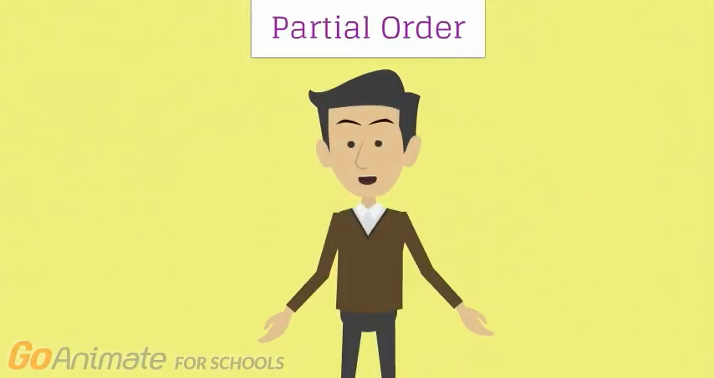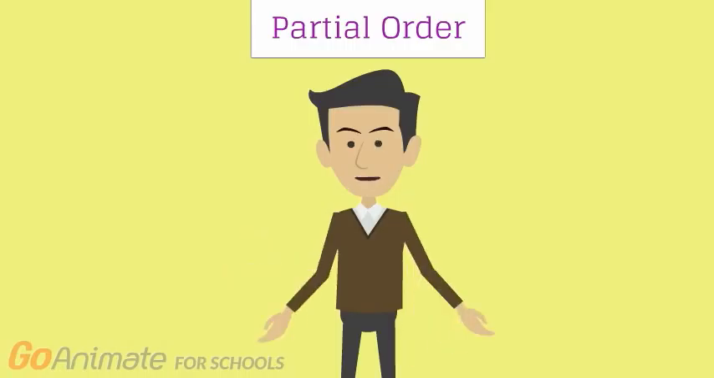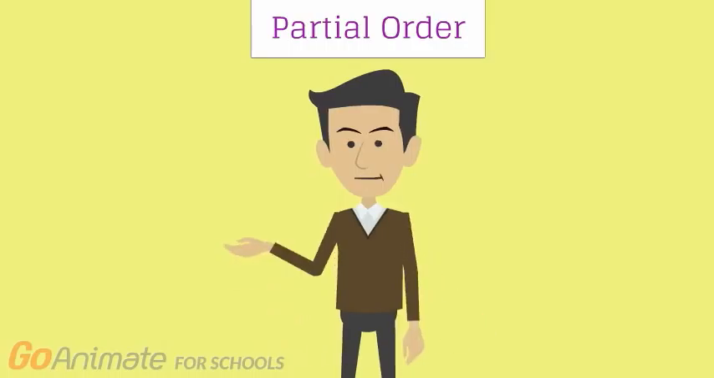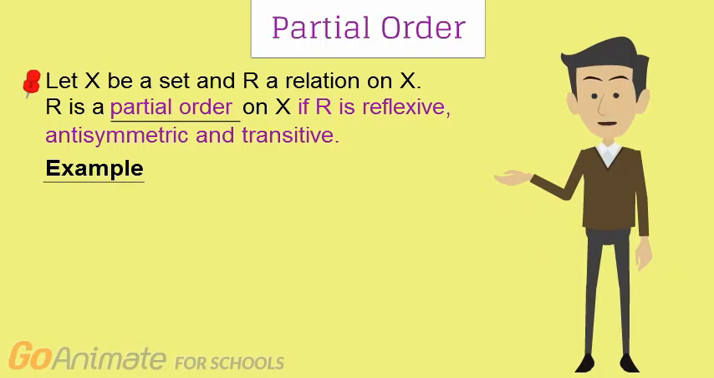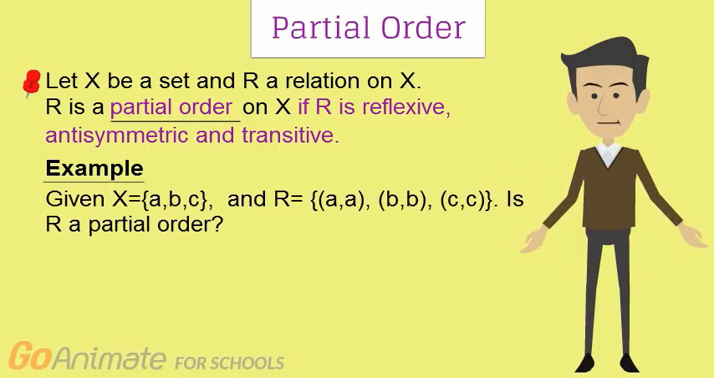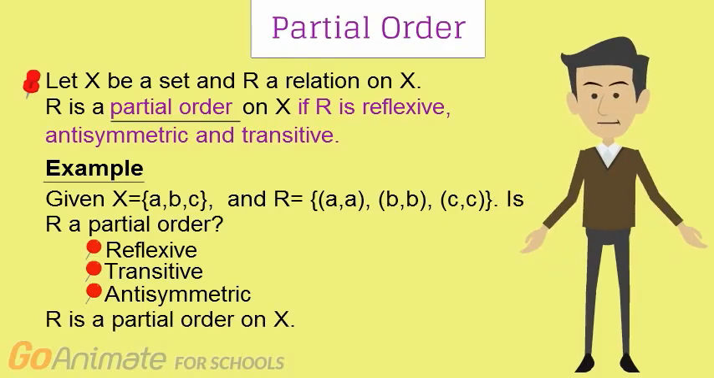We often use relations to order some, or all, elements of sets. For example, the relation less than or equal to is used to order the set of integers. A relation on a set X that is reflexive, antisymmetric and transitive is called a partial ordering, or partial order. Let's look at the following example. We can verify that R is reflexive, transitive, and antisymmetric. Hence, R is a partial order.